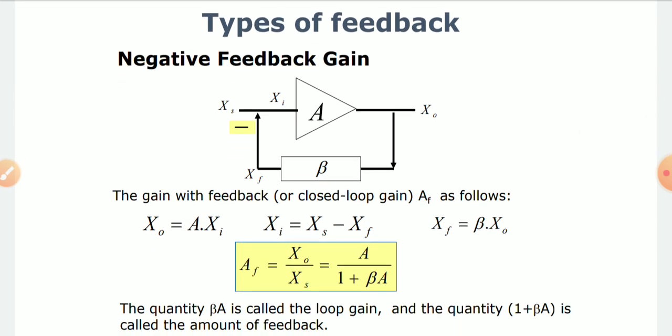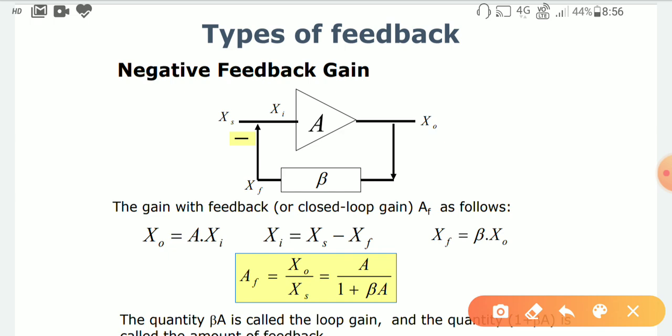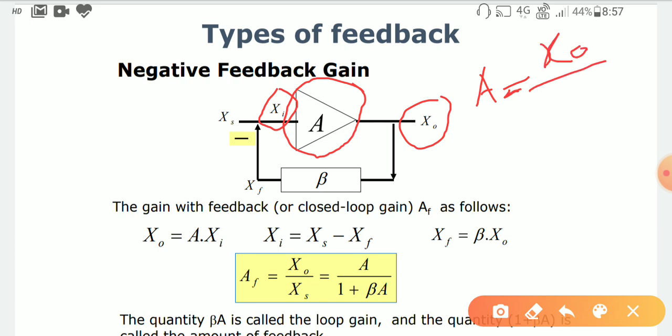Now we consider how negative feedback works, and the same process can automatically be applied for positive feedback also. Let the amplifier at the input side be the open loop A, with input xi and output xo. So you can write A is equal to output by input, that is A = xo/xi. From this expression you can write xo = A·xi.